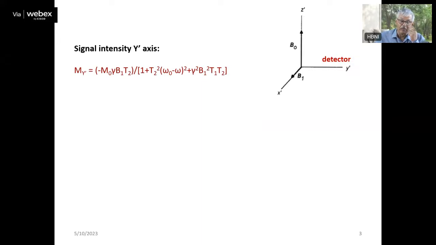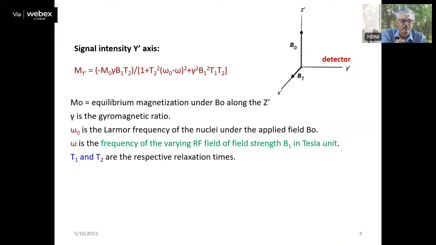If you do all the mathematical processing, from the Bloch equation you get the magnetization along the y prime axis where the detector is. I have not shown these calculations. You can get them in the book by Gunther; go to the appendix and you will see all these equations and their solutions. This is the final solution: M y prime is related to your M0, the gyromagnetic ratio, B1, and T2. All these things we have already discussed many times.